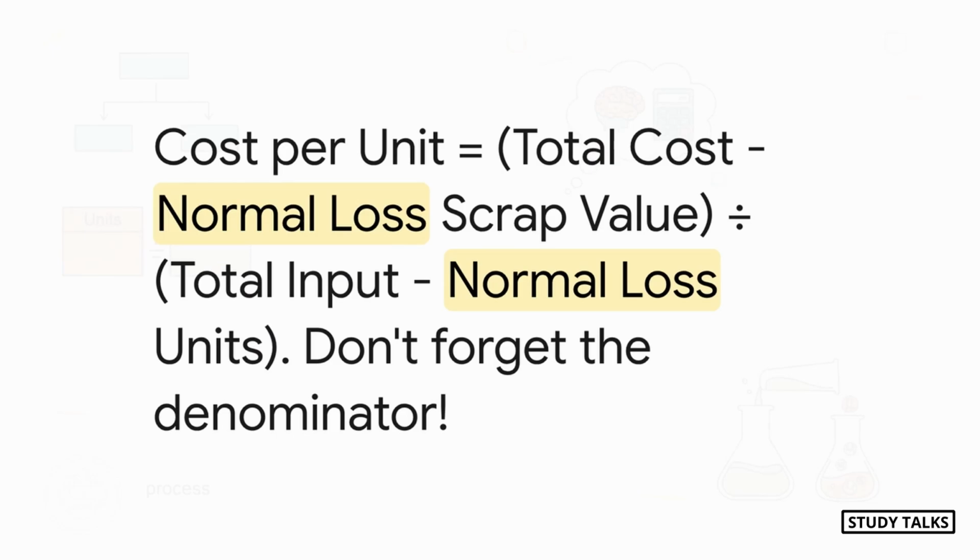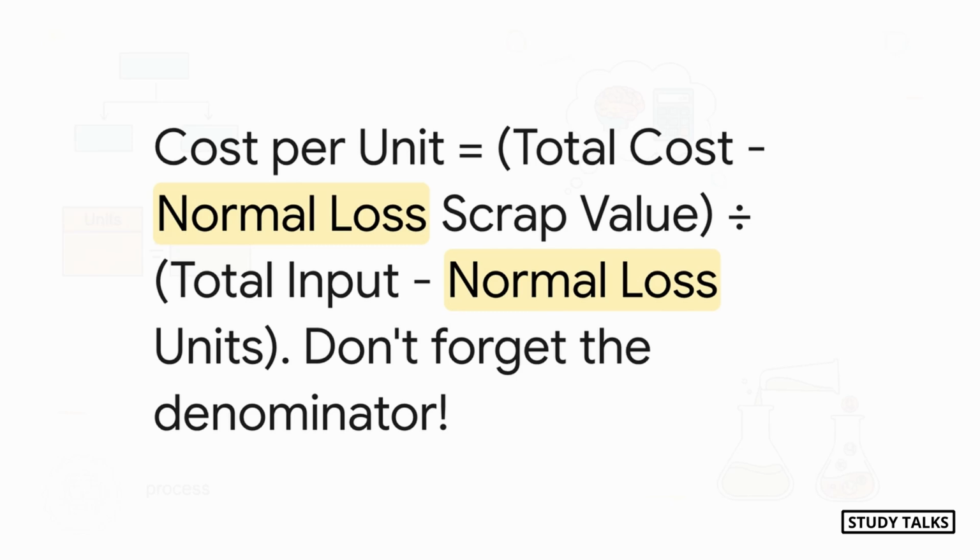And here it is, the big one. The number one mistake we talked about at the very beginning. Look at that formula. Everyone remembers to subtract the scrap value of the normal loss from the numerator, from the total cost. But what do they forget? They forget to subtract the normal loss units from the denominator. This is so important.